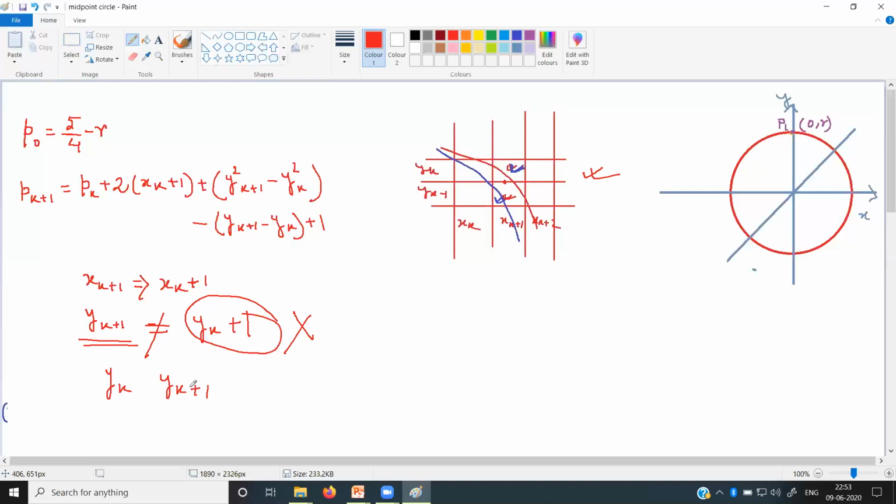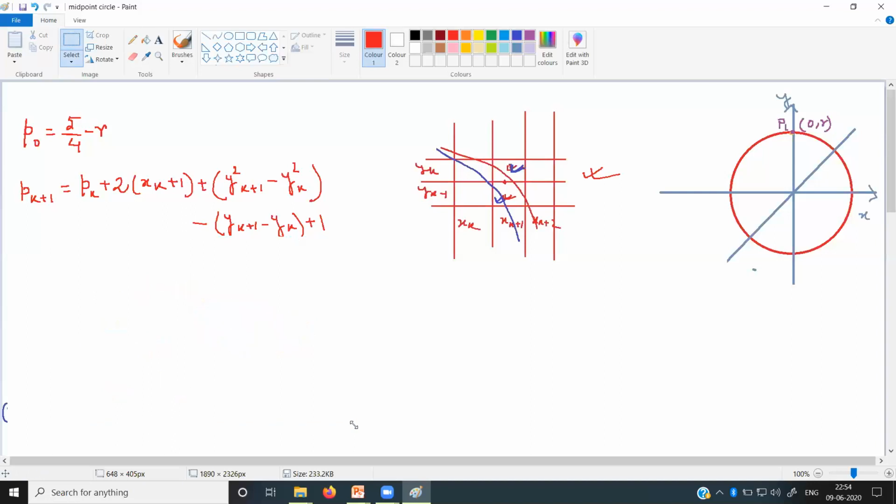Clear? Again, I am repeating the same thing. You should be very careful to understand that y of k plus 1 is the y value for the k plus 1th iteration, but this y value is not equal to yk plus 1. This y value of the k plus 1th iteration will be either yk or yk minus 1. So here, this k plus 1 indicates the iteration number. It does not indicate the y value for a particular x. Clear? So I think it is clear to you.